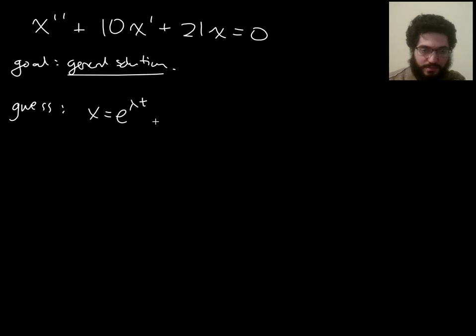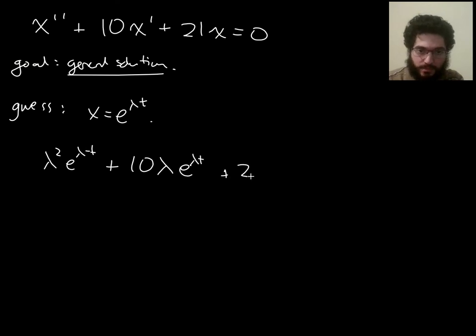e to the lambda t. Plug in e to the lambda t. Then, for x prime prime, I get lambda squared e to the lambda t. For 10x prime, I get 10 lambda e to the lambda t. For 21x, I get 21 e to the lambda t equals 0. So for my guess to work, this has to hold. And I can divide by e to the lambda t everywhere, since it's not 0. So I can divide by it.